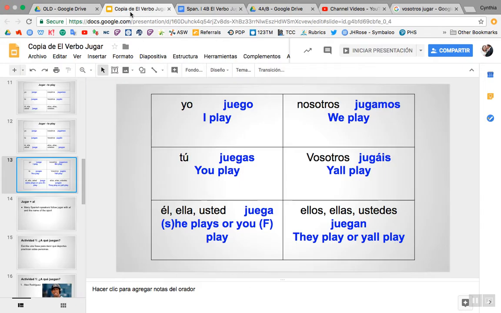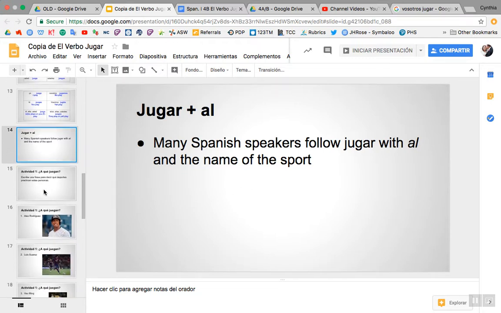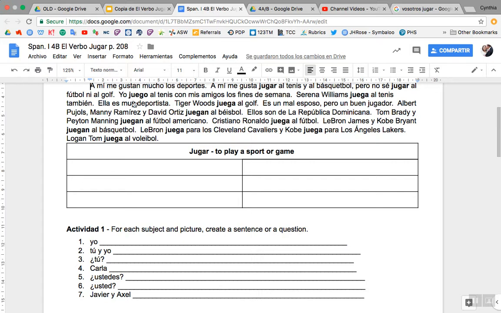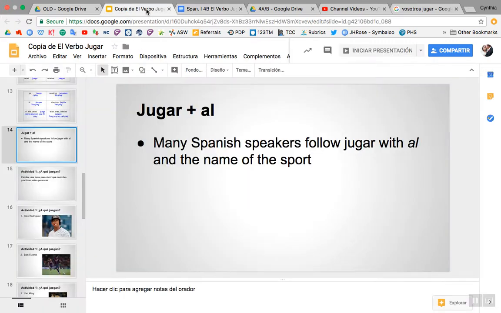When you're talking about playing something, most people are going to use al and then the name of the sport. So, me gusta jugar al baseball. I like to play baseball, but you have to have al in the sentence. Okay? And moving on to activity 1. For each subject and picture, create a sentence or question.